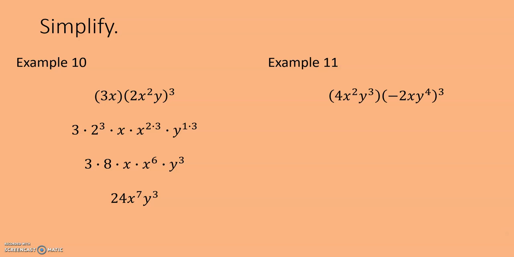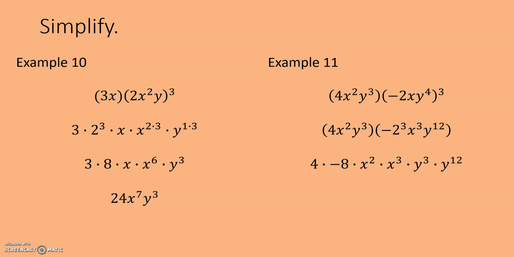Example 11, 4x squared y to the 3rd times negative 2x y to the 4th to the 3rd power. Be careful with negative signs and the parentheses. 4x squared y to the 3rd. It's negative 2 to the 3rd, x to the 3rd, y to the 12th. Negative 2 to the 3rd is negative 8, so 4 times negative 8 times x squared times x to the 3rd times y to the 3rd times y to the 12th. Negative 32, x to the 5th, y to the 15th.